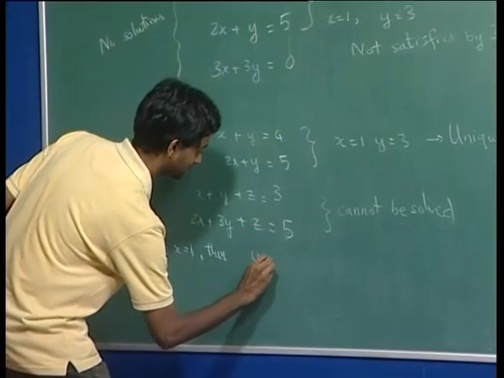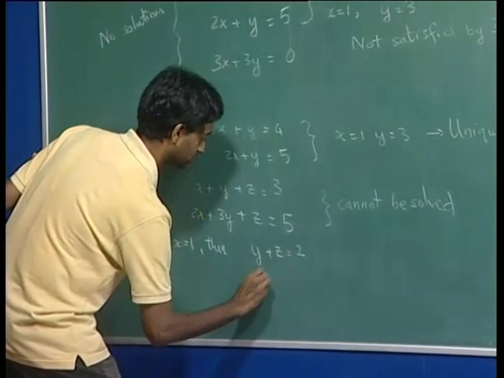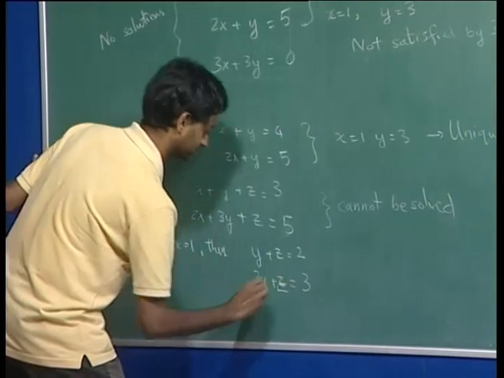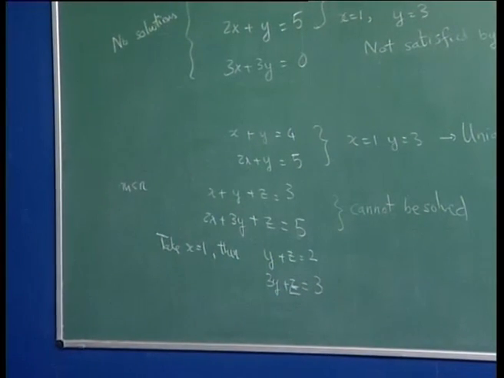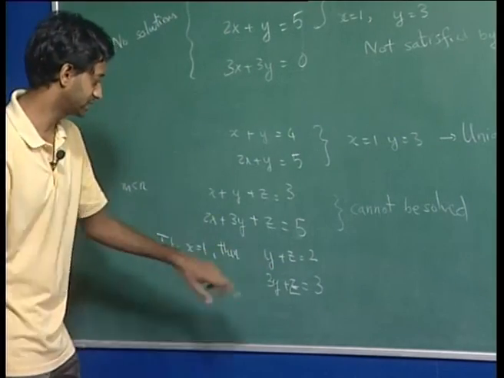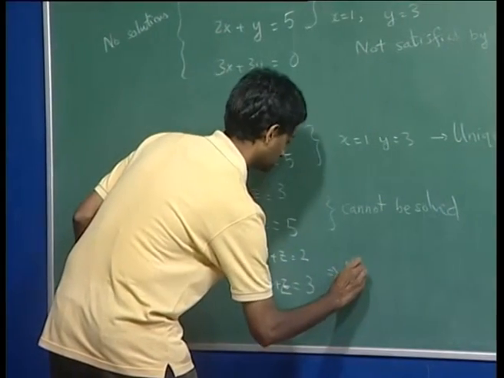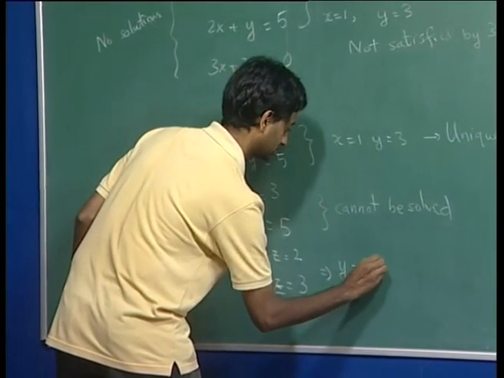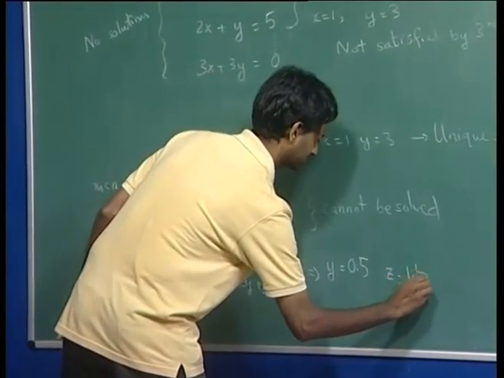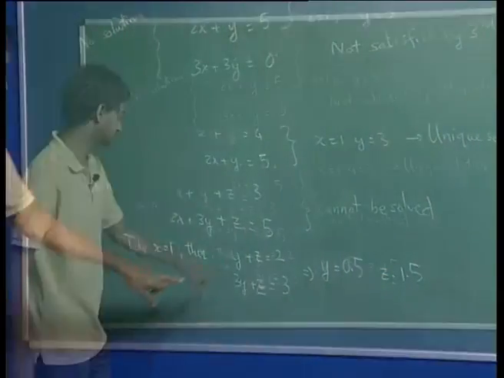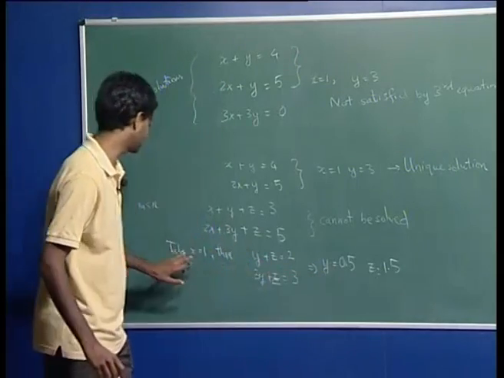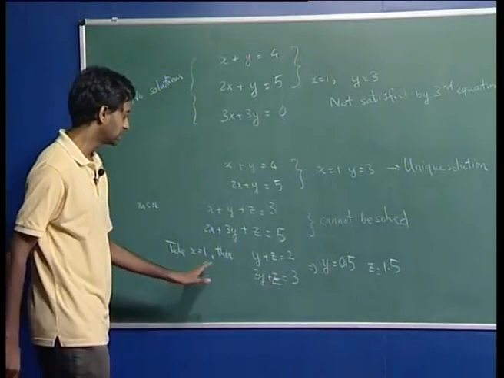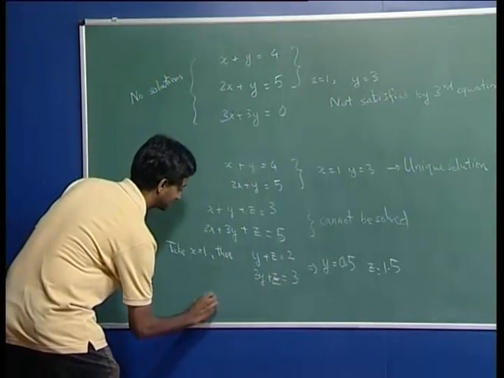So then y plus z equal to 2, 3y plus z equal to 3. Okay. So you can conclude that y equal to 0.5, z equal to 1.5. Okay. So this is a solution. So this solution holds when you take x equal to 1. Similarly, you can take any value of x and you can solve this, and so in other words, you would say that there are infinitely many solutions.